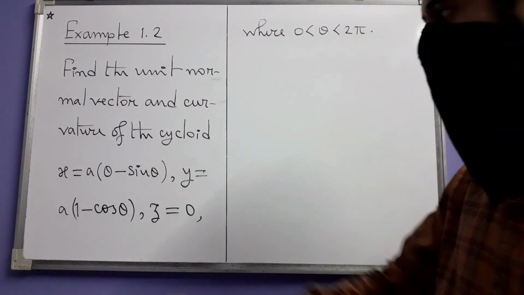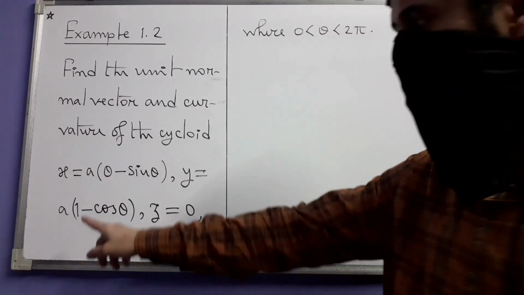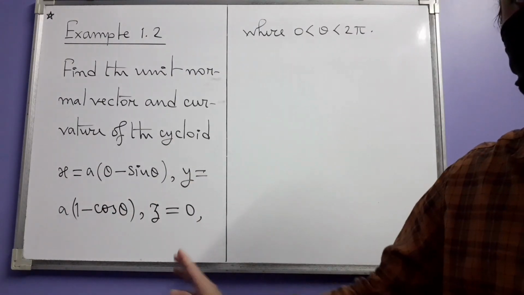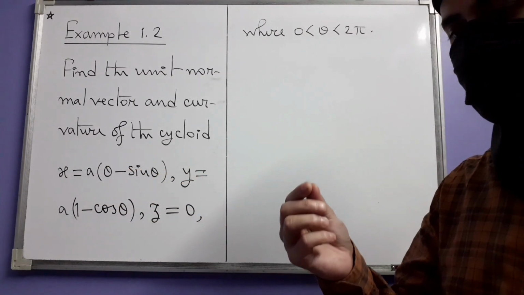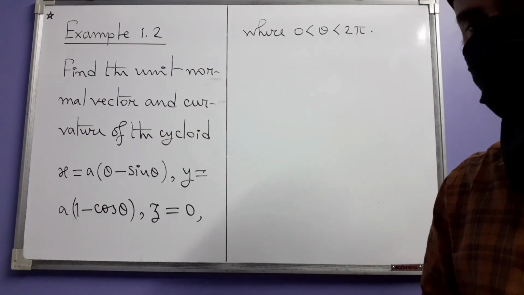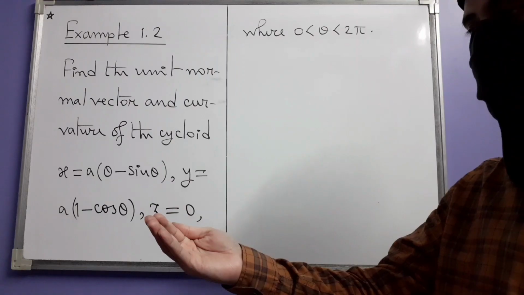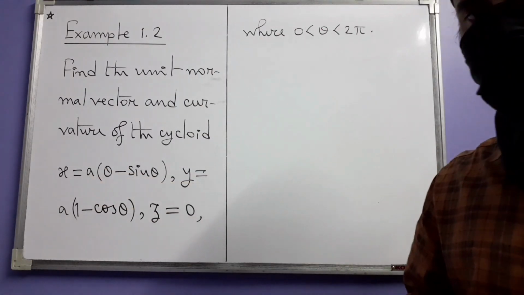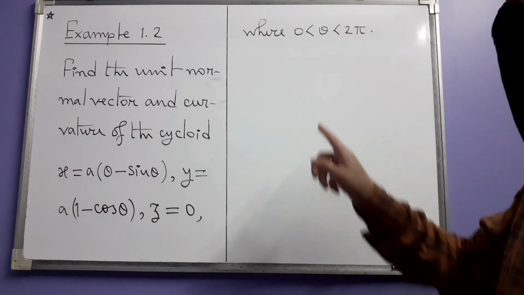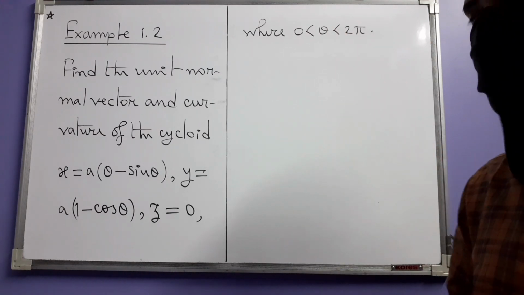The cycloid is the same. x equals a times (theta minus sine theta), y equals a times (1 minus cos theta), and z is equal to 0. So these are the coordinates of any general point on the cycloid. And you can already, I think, remember the figure. It was like this, and a is positive, not mentioning that again, where theta lies between 0 and 2 pi in this manner.